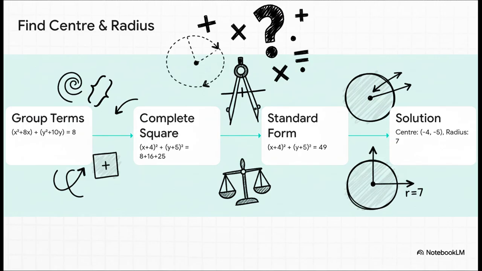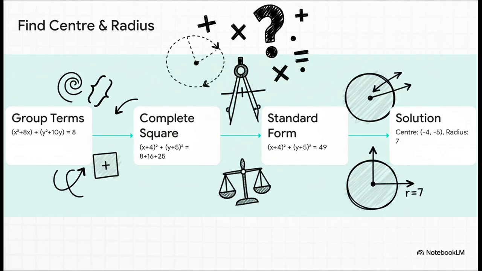Okay, time for a typical exam question. You get this long equation and have to find the center and radius. Don't panic. Step 1. Bring the x terms together and the y terms together. Now we do something called completing the square. For x² + 8x, you add 16. For y² + 10y, you add 25. And whatever you add to the left, you have to add to the right side also. So the right becomes 8 + 16 + 25, which is 49. Now our equation is (x + 4)² + (y + 5)² = 49.